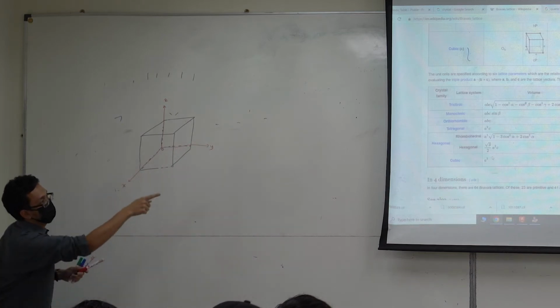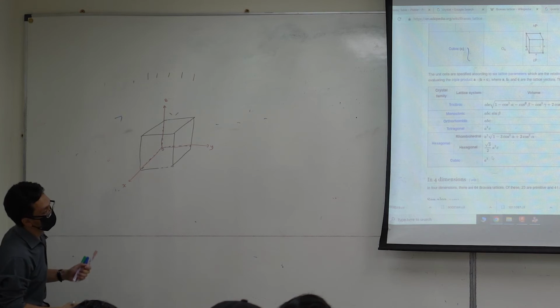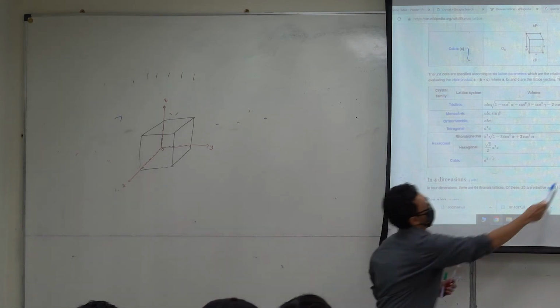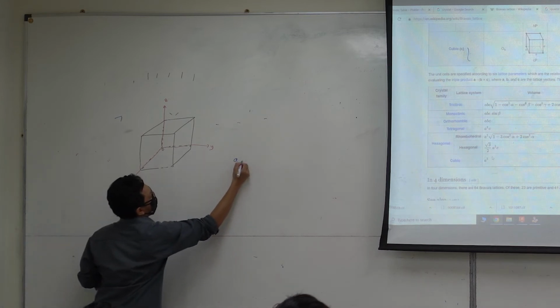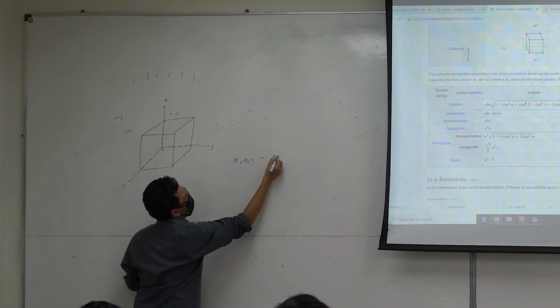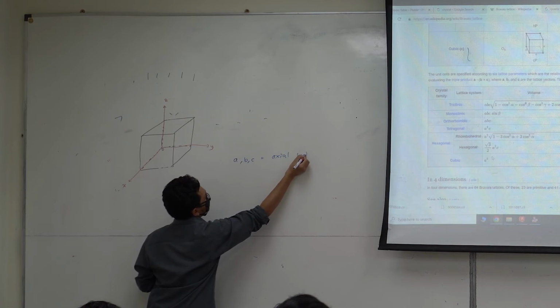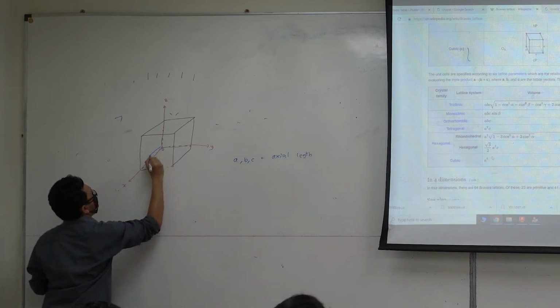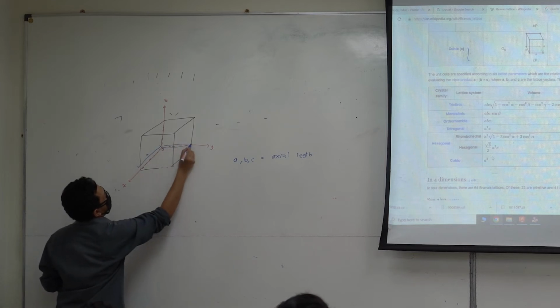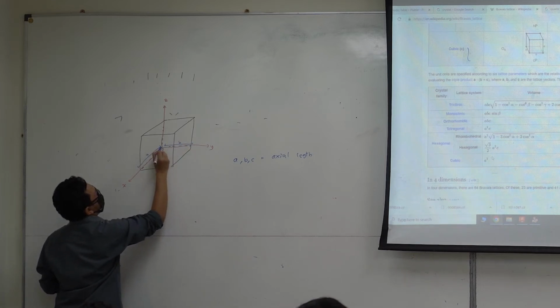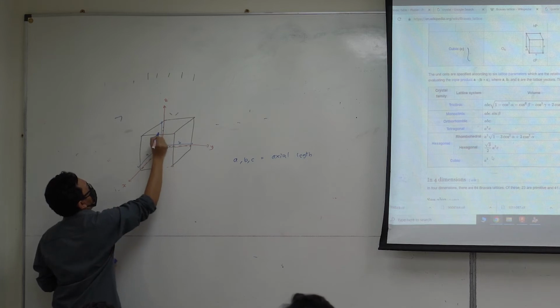Okay, where is A, B, C? You can see here, there are A, B, C, right? What is A, B, C? A, B, C is basically the axial line, meaning the length from here to here. This is A. This is B. And this is C.